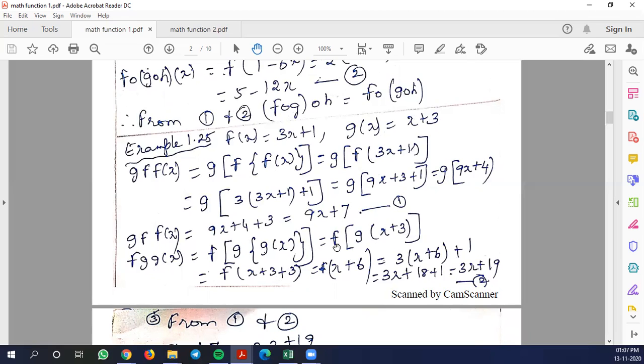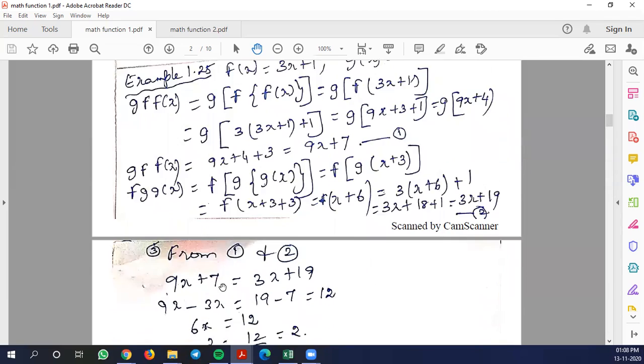f of g of, what is g of x? x plus 3. Now this full term is x now. What is g of x? x plus 3. So in the place of x, you substitute the value x plus 3 plus, one more 3 you have. So this is f of x plus 6. Now what is f of x? It is 3x plus 1. So 3 into x plus 6, plus 1. So 3x plus 18 plus 1, 3x plus 19.